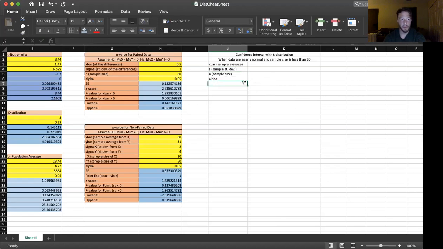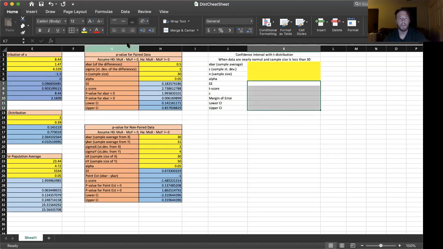So these are the things that we need. What are the things we are going to calculate? We're going to calculate the standard error. There's going to be a t-score in there. And then there's going to be a critical value, a C, a margin of error, and a lower confidence interval and an upper confidence interval. Sounds good to me. So these are our inputs. These are going to be our outputs.